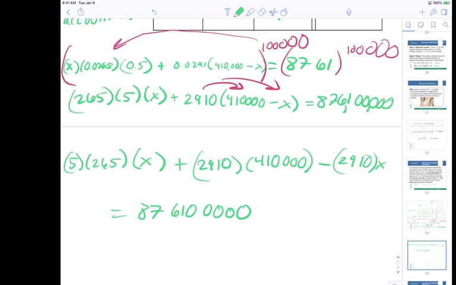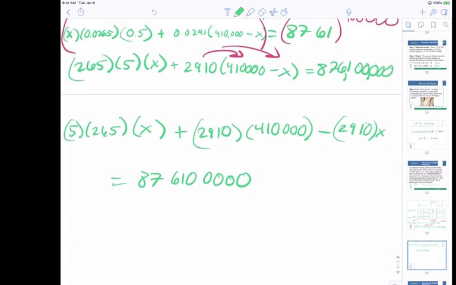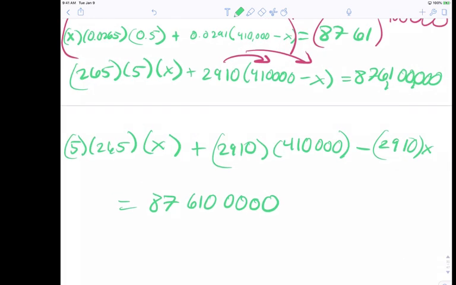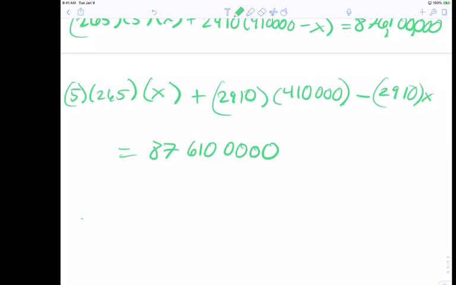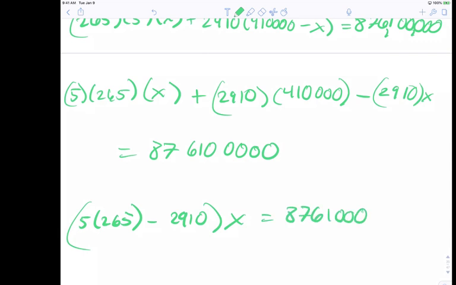I combine like terms, so I'm going to kind of do this in one step. You kind of got to do this whatever works for you. So what I'm going to do, I'm going to say this 5 times this 265, minus the 2910. All of that's times x. I'm going to say equals this 876 100 with the triple 0. That should be minus 2910 times this. I'm keeping these numbers. You don't have to do it this way. Let me finish it out and see if it works.